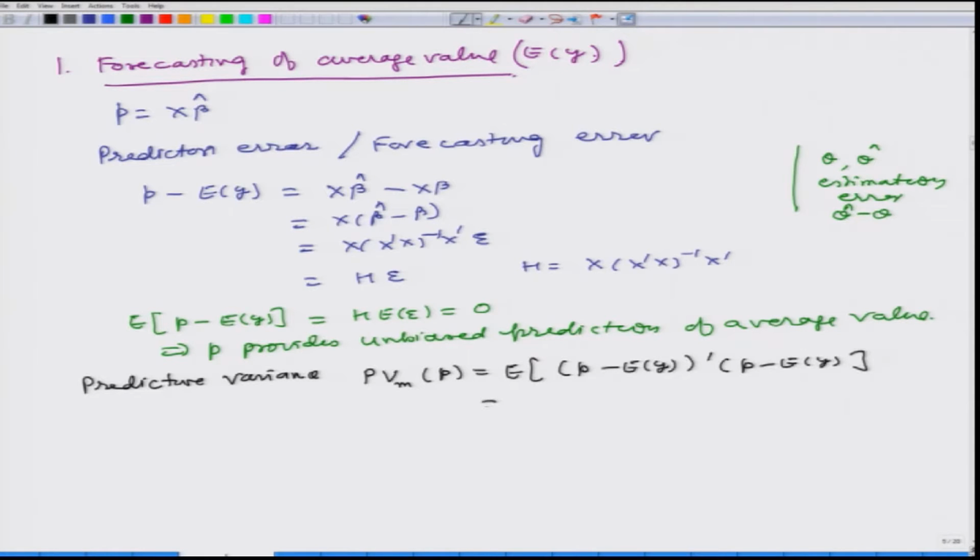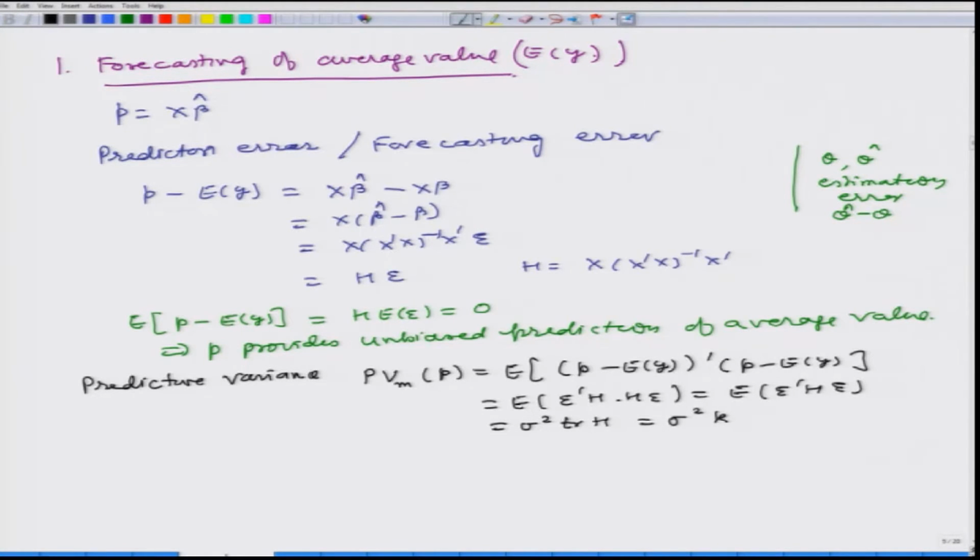So, this value we already have found. This is the expected value of epsilon transpose H into H epsilon, and H is an idempotent matrix. So, this is the expected value of epsilon transpose H epsilon, which is nothing but sigma square trace of H, and trace of H is nothing but K, so sigma square times K, right. So, this is our predictive variance when P is used for predicting the average value.